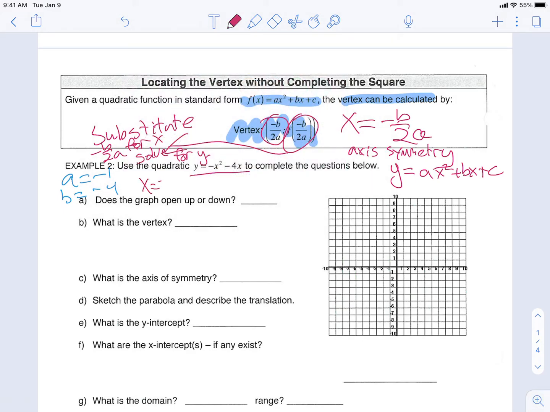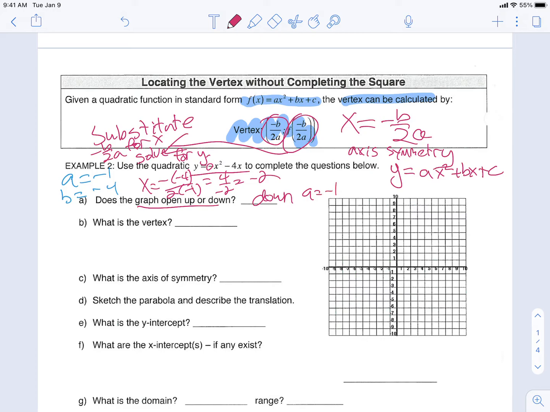X is equal to the opposite of b, so minus b or negative b, so opposite of -4, all over 2 times a, so 2 times -1. So that's 4 over -2, which is -2. So that is the x part of my vertex, right? So does the graph open up or down? This -1 tells me that it opens down.